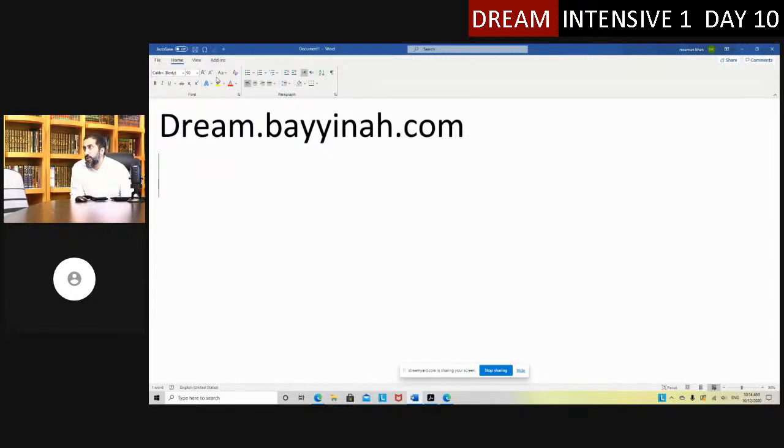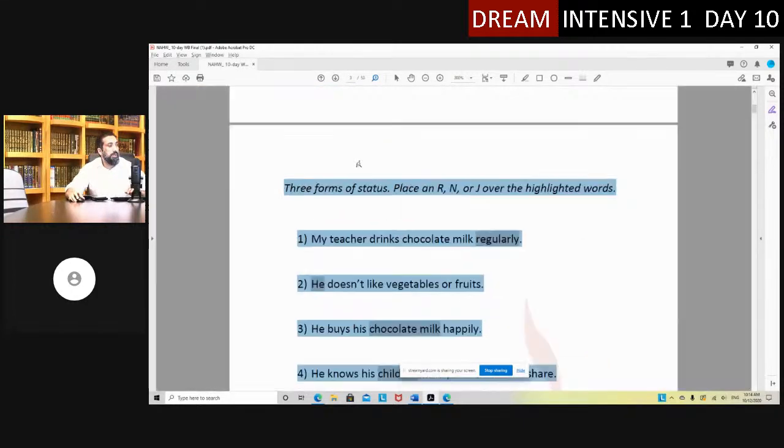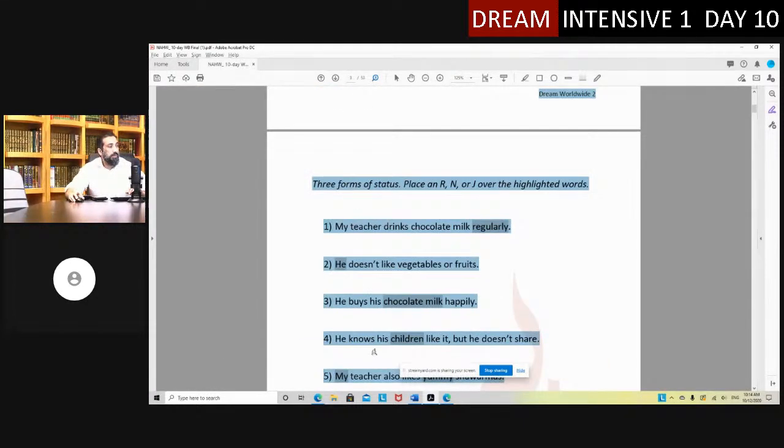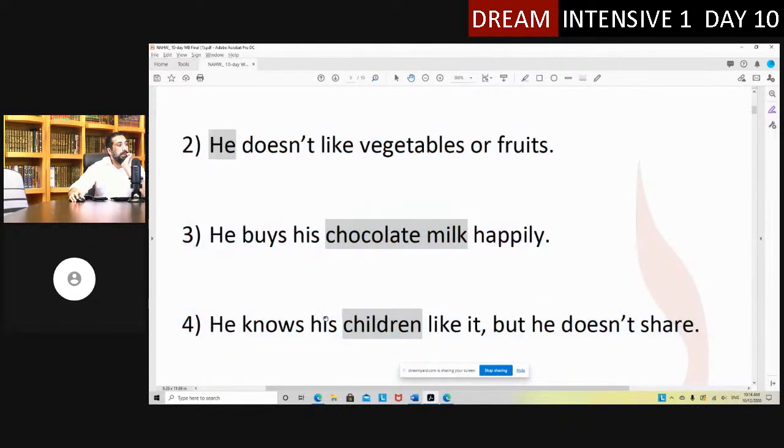Please explain question 3 and 4 on page 3 of the workbook. Okay. I hope they're referring to the same workbook, but let's see. Question 3 and 4 on page 3. Okay, page 3, question 3 and 4. I hope this is what they're asking about. I'll explain it. It says he buys his chocolate milk happily. And then it says he knows his children like it, but he doesn't share.